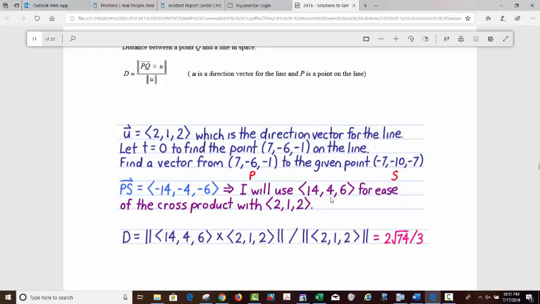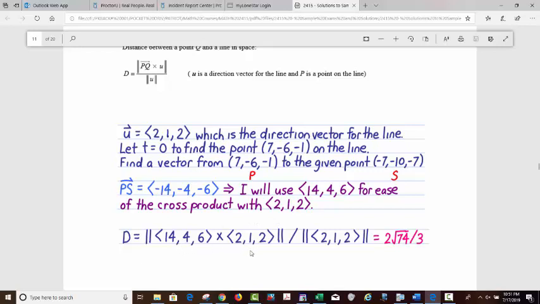So I'm going to take 14, 4, 6, cross it with 2, 1, 2. I don't have the cross product right here, but I have it cut out in earlier problems, and obviously you have it available. I showed the cross product one time in the first set of problems on this review. I haven't shown it since, but just follow the cross product formula. There it's written out.